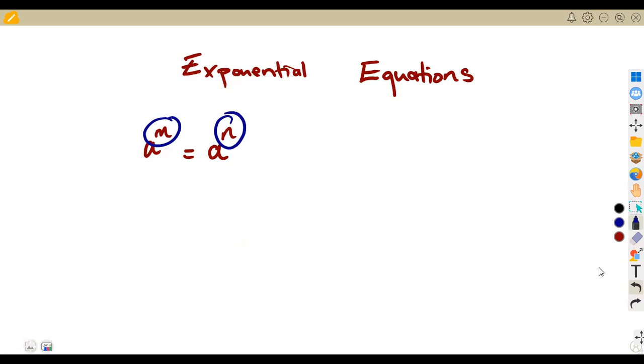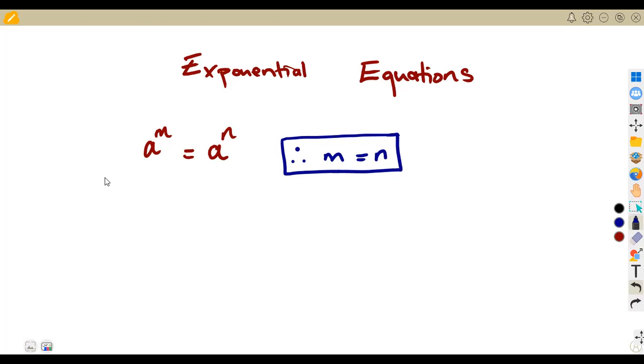That is where we can say these two are equal, because already we can see that the bases are the same. So it follows that m must be equal to n. If these two are the same, therefore m is going to be equal to n. So what can we do with this situation? It can help us to solve a lot of equations.